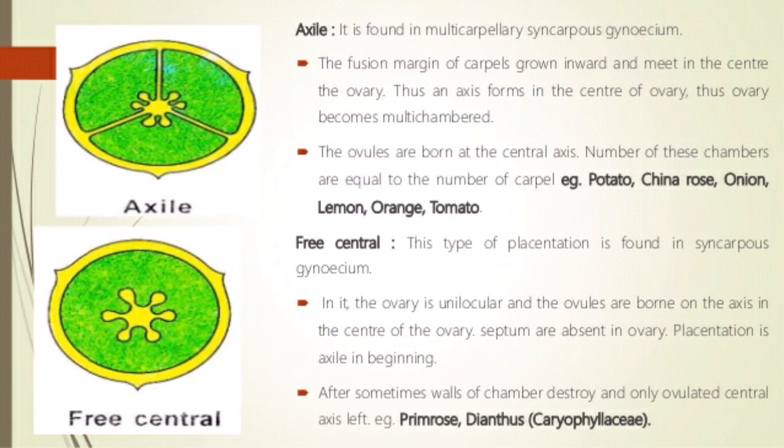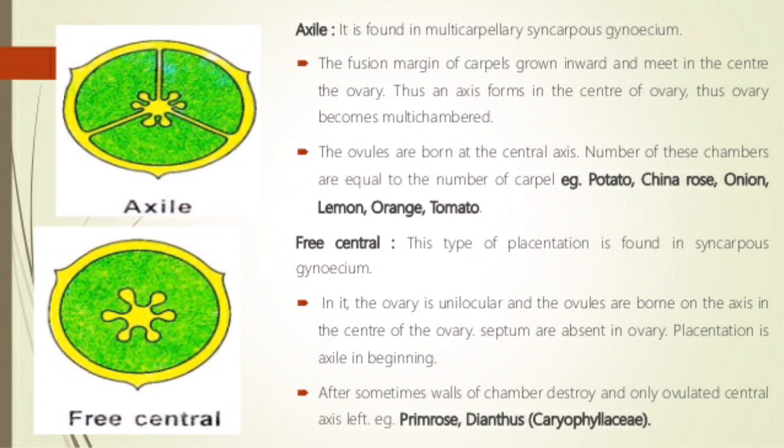Axial placentation. It is found in multicarpellary syncarpous gynoecium. The fusion margins of carpels grow inward and meet in the center of the ovary. Thus, an axis is formed in the center of the ovary. Thus, ovary becomes multi-chambered. The ovules are borne at the central axis. The number of these chambers is equal to the number of carpels, as in the case of potato, China rose, onion, lemon, orange, tomato.